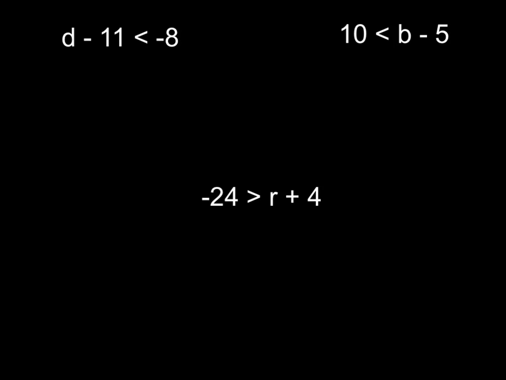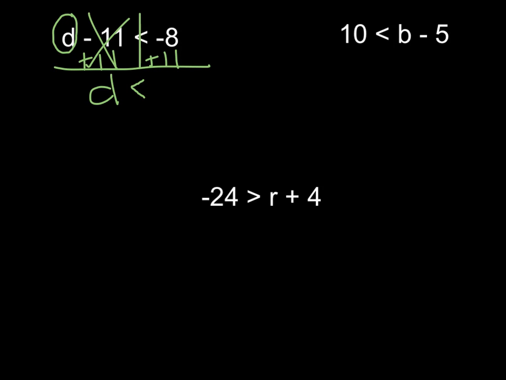Okay, I'm going to try to quickly solve these 3 just to give you an idea of 3 different types of inequalities. On the first one, d minus 11 is less than negative 8. The goal is to isolate this variable, so I am going to do the opposite of subtracting 11, which is adding 11, and I have to do it on both sides. It's not an equation, it's not an equal sign, so I'm going to drop my less than sign. I have d remaining after this cancels out, and negative 8 plus 11 is 3. So my inequality reads d is less than 3, which means any number less than 3 will make this true.